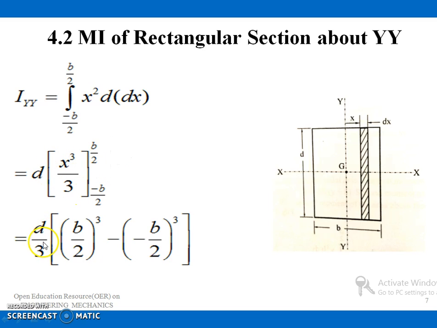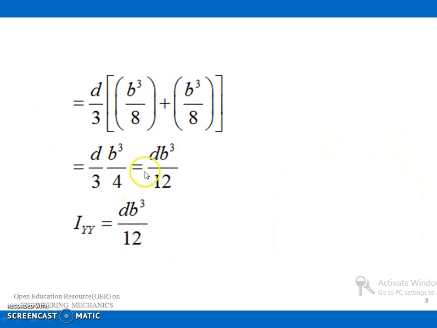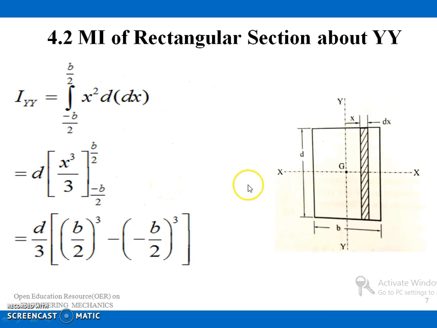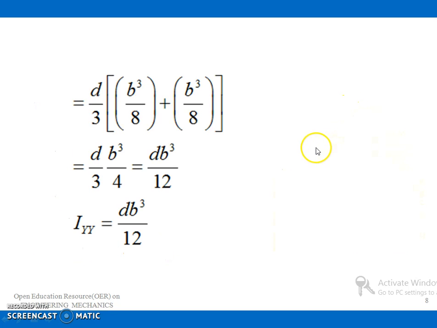So finally it is d by 3 into b by 2 cube minus minus b by 2 the whole cube, and finally I can write it as db cube by 12. That is the moment of inertia of a rectangular section about its centroidal axis passing through the centroid that is parallel to the vertical axis can be written as Iyy is equal to db cube by 12.